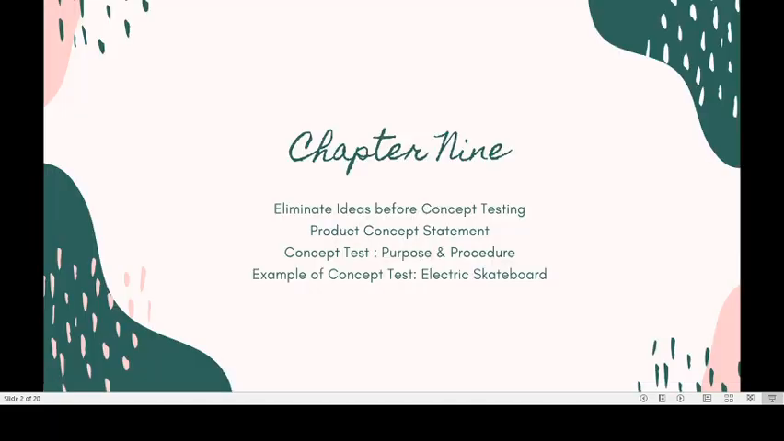So now we are in chapter 9, where we cover how you are going to test your concept. In this chapter, you will know how you are going to eliminate your ideas before you test your concept. What is the product concept statement? And in the concept test, what is the purpose and the procedure? And last, what is the example of a concept test, which is the electric skateboard?